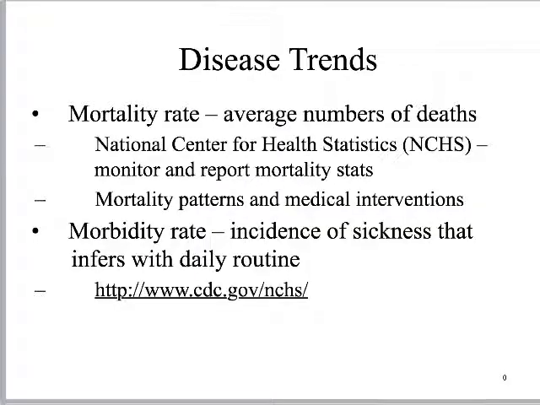Go a little bit quicker now. Mortality rate versus morbidity rate. Mortality rate is just the average number of deaths. Mortality rate is based on patterns in medical interventions. This is what the National Center for Health Statistics is looking at. Morbidity rate is the incidence of sickness that interferes with daily routine, right? So as you're struggling with an illness, they may say this illness has a significant morbidity, which means it's going to significantly affect the way that you do everyday life, right?